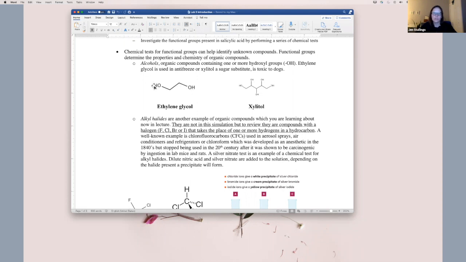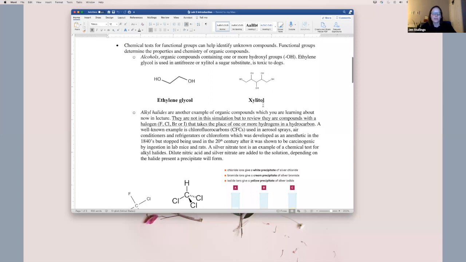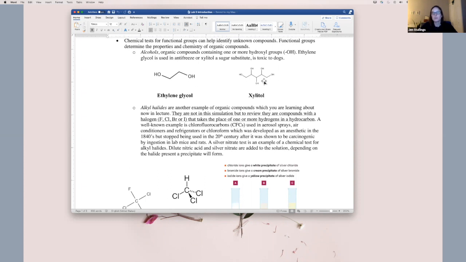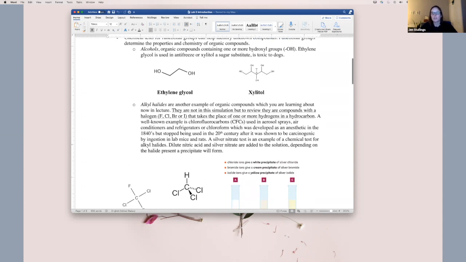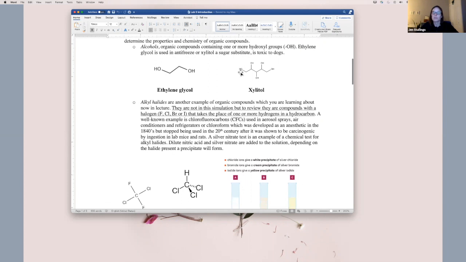So if we were doing a test to find out if we have an unknown substance, we think it's xylitol, let's test xylitol and the unknown substance. And if we get a positive result, we could do some more tests, but maybe we'll be able to figure out if it is xylitol, if it's testing positive for hydroxyl groups.